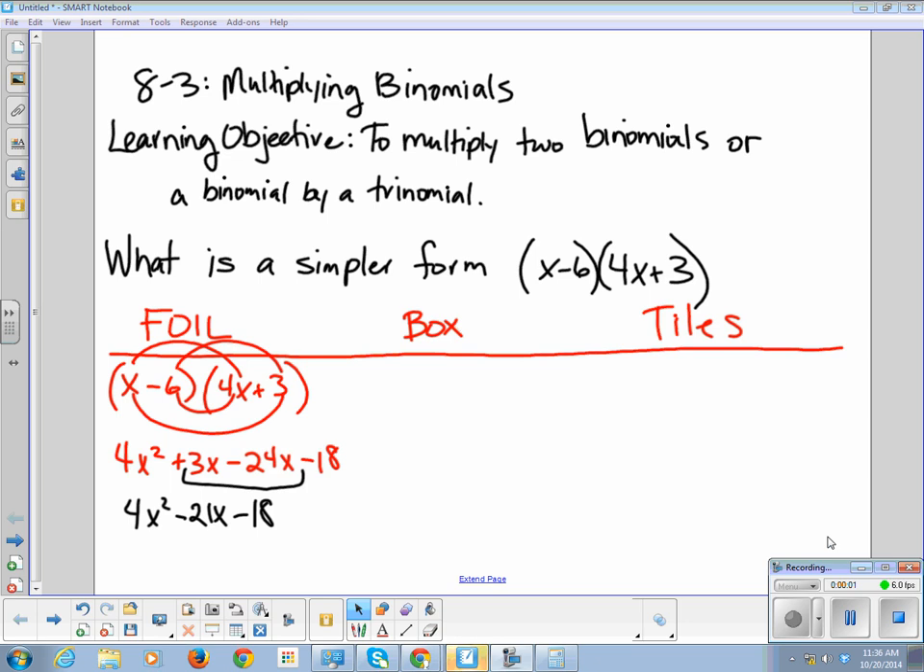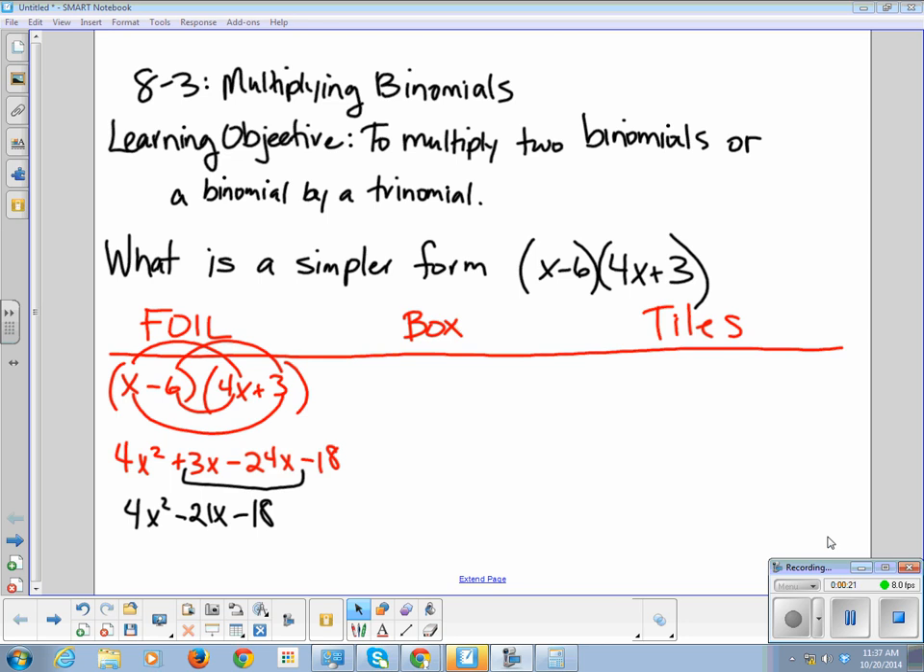Okay, so this is 8-3, multiplying binomials. Our learning objective is to multiply two binomials, or a binomial and a trinomial. And we're talking about what is a simpler form of the quantity x minus 6 times the quantity 4x plus 3.